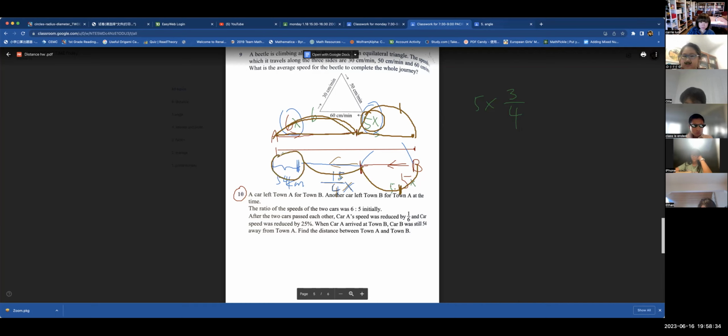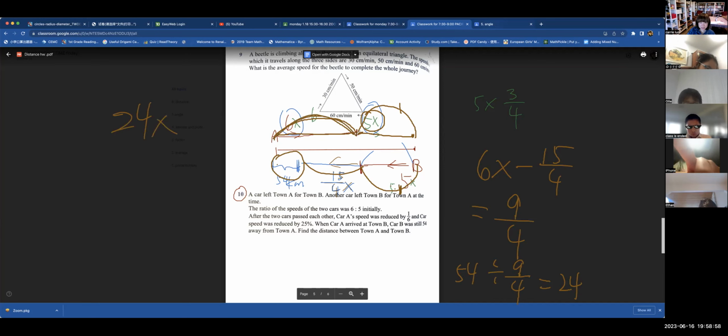So this is 54. So basically 6x minus 15 over 4 equals 9 over 4. And all you need to do is just using 54 because that's a distance divided by 9 over 4. So equals 24. So that's 24 units, right? And all we need to do is just do times what? 24 times 6x plus 5x equals 11x. So the answer is 264 kilometers.